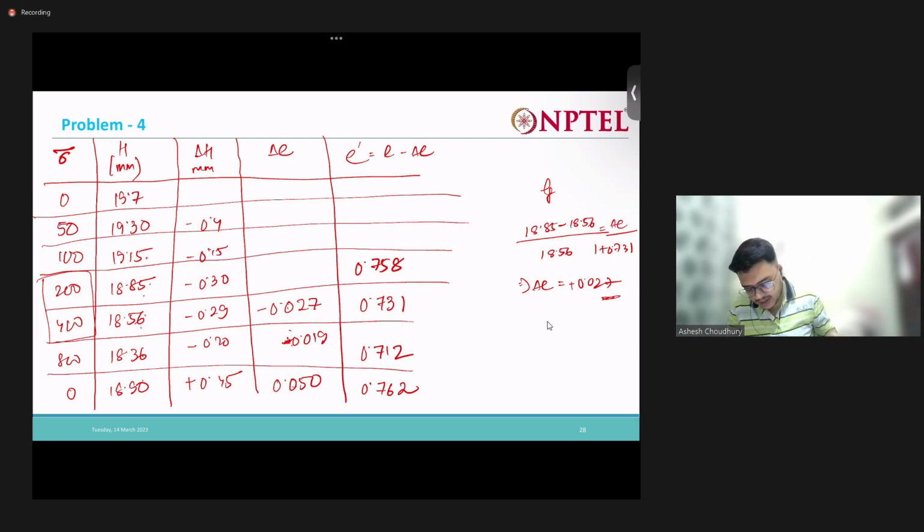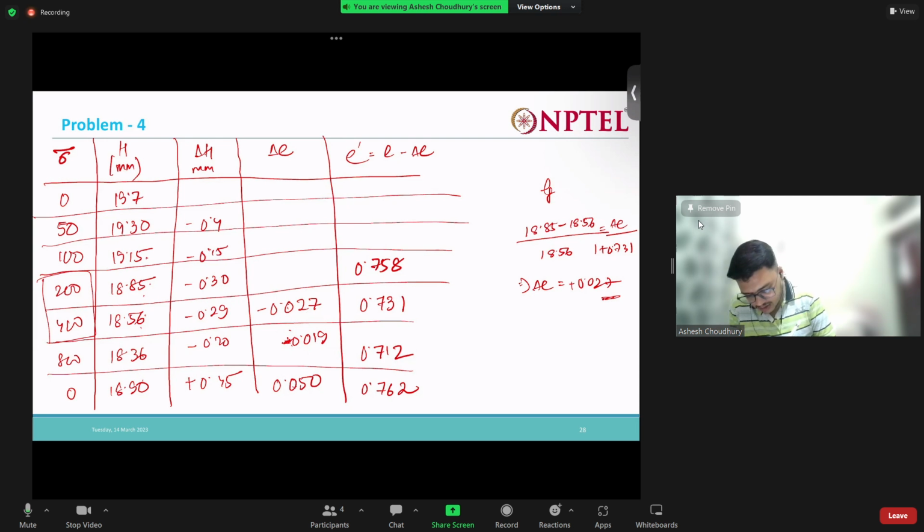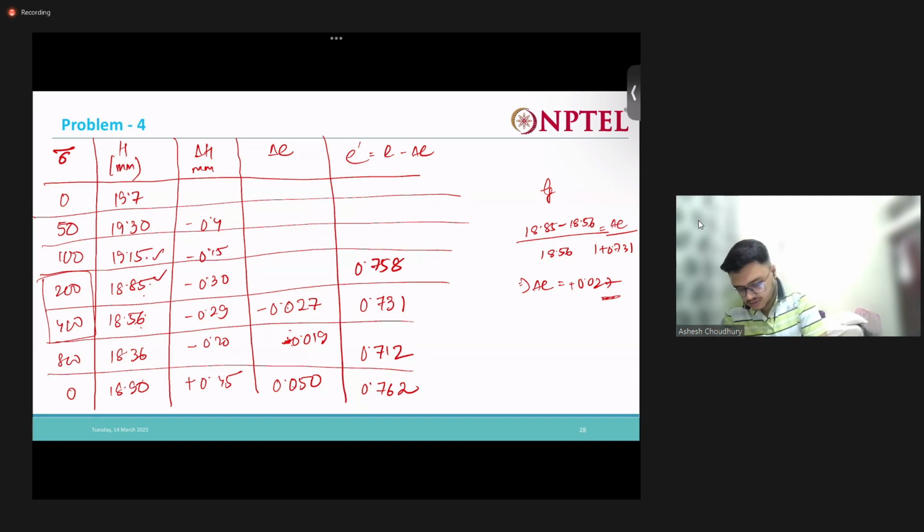So now let us find again. Let us take 200 and 100. Let us take these two and find again: 10.15, 10.85, 10.89 to 1.758 should be 0.028. So 0.028 plus 0.758, I will get 0.786.